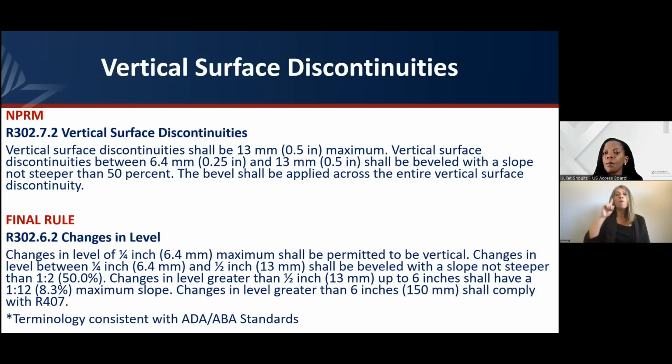For consistency, again, with the ADA and ABA standards, we changed the terminology that we used in the NPRM. So in the NPRM, you'll recall we used the term vertical surface discontinuities. We had that as a provision at R302.7.2. In the final rule, we replaced that with changes in level. Again, that terminology, changes in level, is consistent with ADA and ABA. And that is at R302.6.2. The requirement itself has not changed.